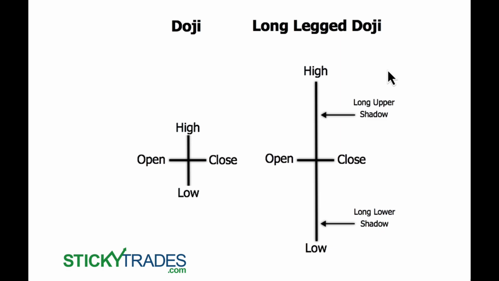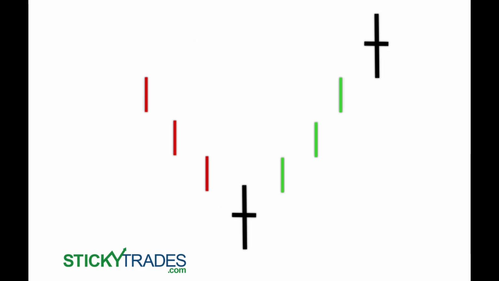Sometimes they're gravestone dojis. You may have heard of that before. But again, it's still a sign of indecision. And those two are found at the end of up and down legs. Here you have a down leg, and just like the spinning top, a doji shows up. I love dojis because they're easy to identify on the chart.